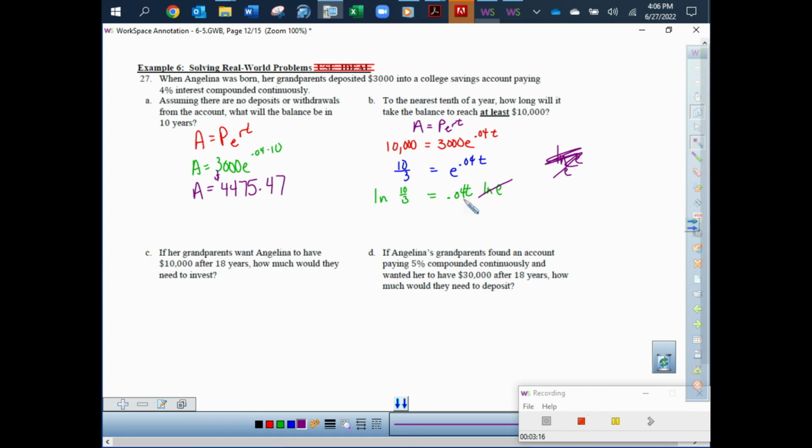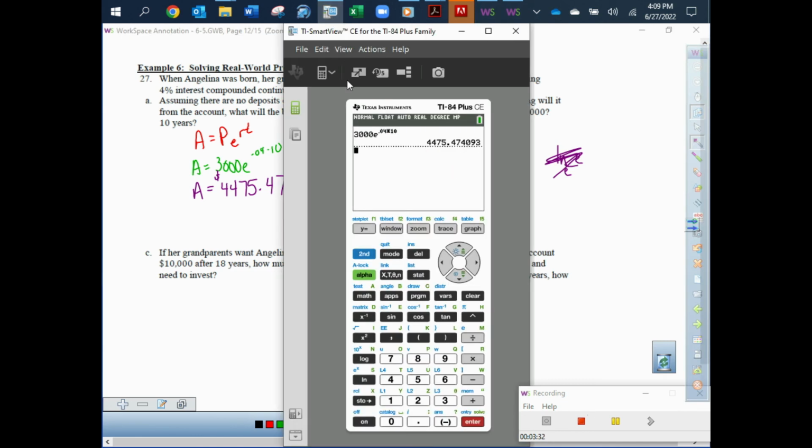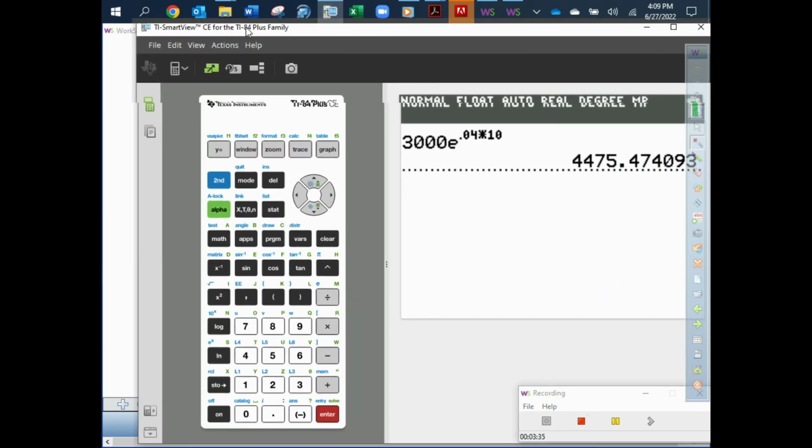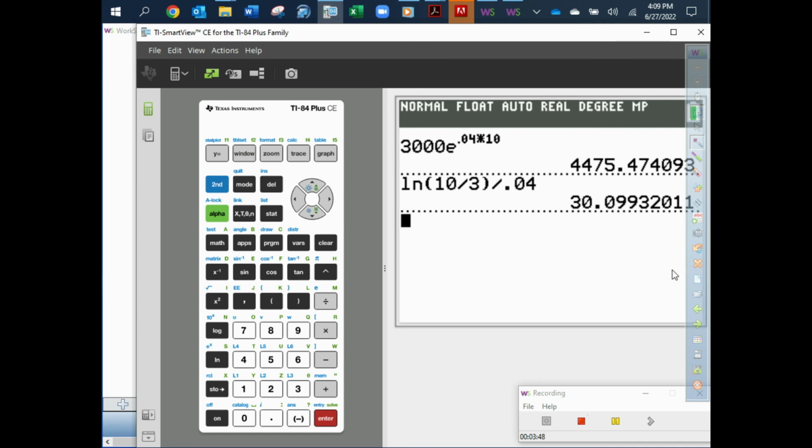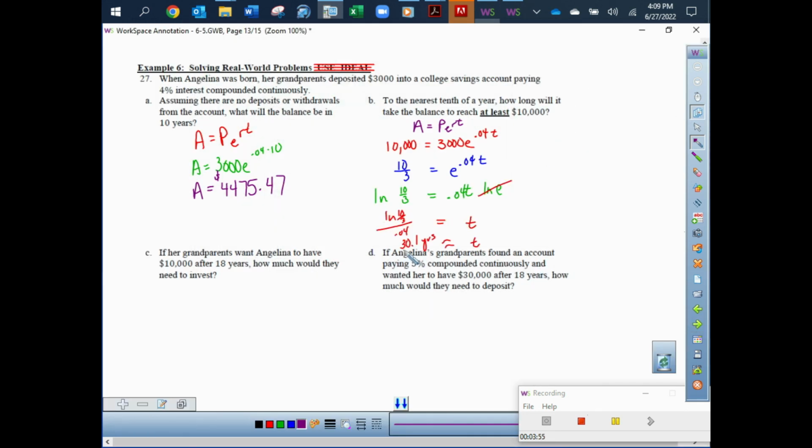And then to solve for t, we're just going to divide both sides by 0.04. So t is going to be the natural log of 10/3 divided by 0.04. And to punch that in, we've got to be real careful. I need to use the natural log of 10/3. Remember, it automatically starts that parenthesis for me, so I've got to close it, and then I can divide that by my 0.04. They say round that to the nearest tenth of a year, so it would take about 30.1 years for that to happen. So don't forget to label the times, about 30.1 years.